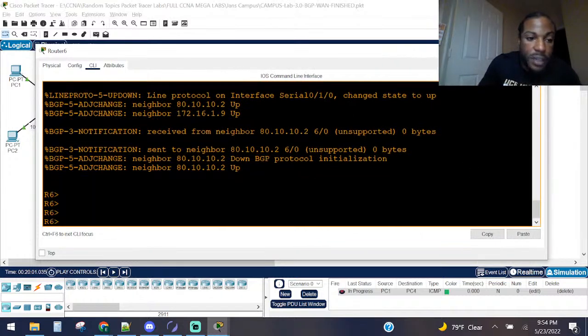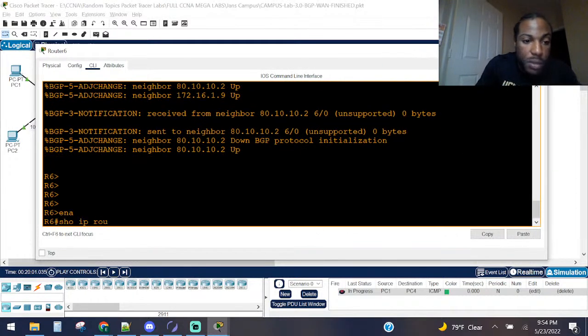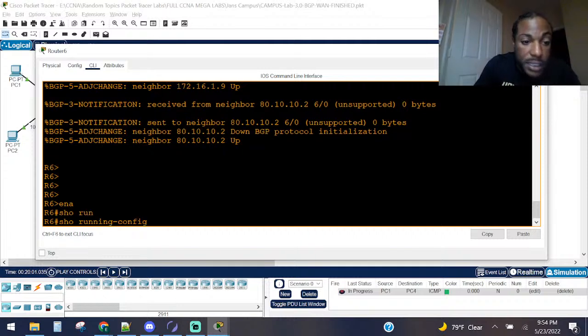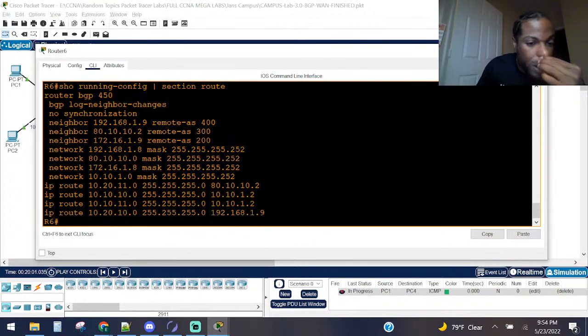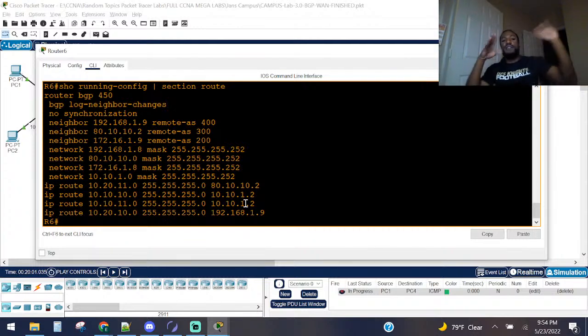Where is it? Right over here. Enable, show IP route. Show run. Y'all see where I'm getting at right here, right? Section routes. And you would think, man, all this BGP stuff we did over here, why couldn't BGP just advertise the routes that we needed?